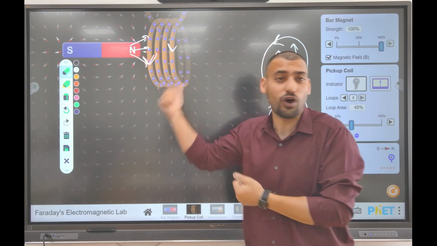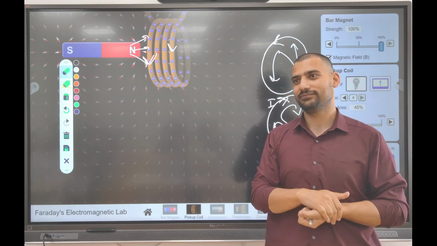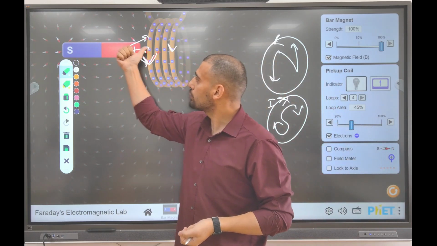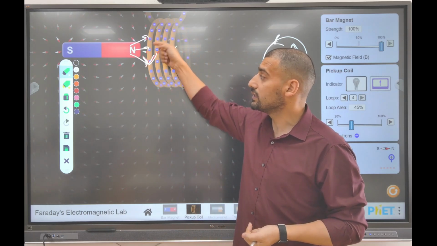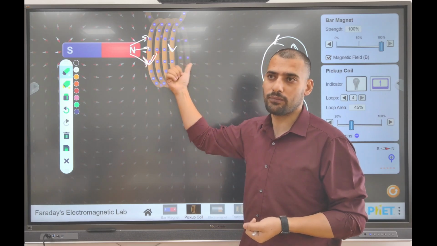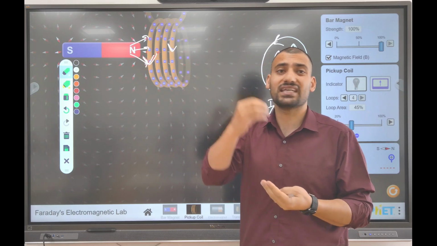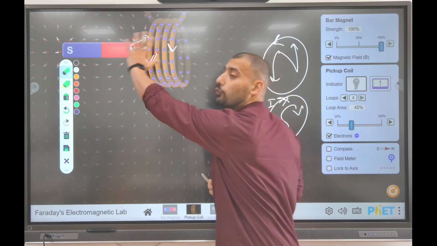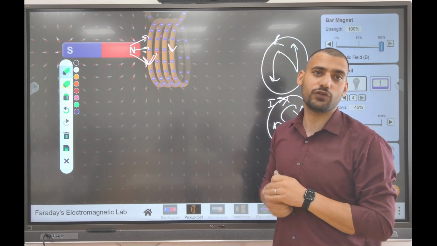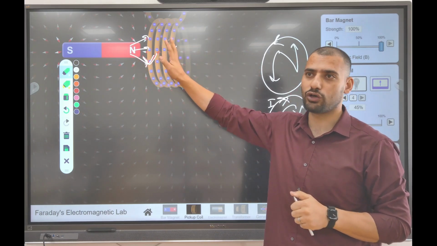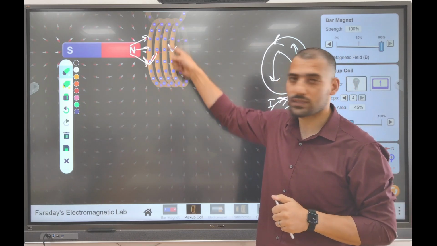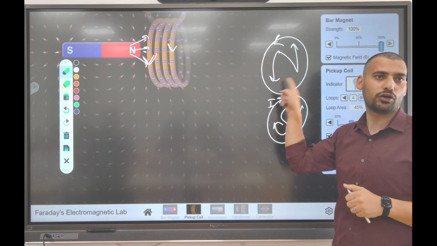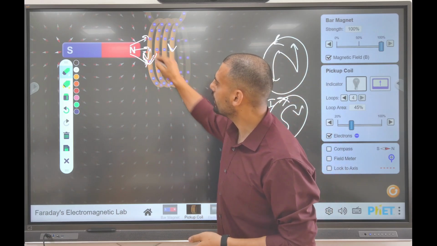The coil is not letting the magnet come closer to it. Why? Because it doesn't want the field lines to pass through it. So when the bar magnet is approaching, the coil doesn't let these field lines go through, and due to which it asks its electrons to move in such a way that it opposes the change. The change was the north pole approaching. It doesn't want the north pole to come towards it. So it asks the electrons to move in a particular way so that it develops which pole? The north pole. When it develops the north pole here, this will be the south pole.